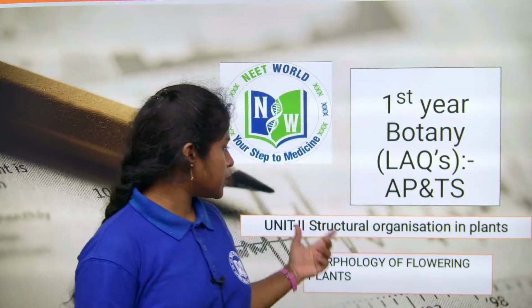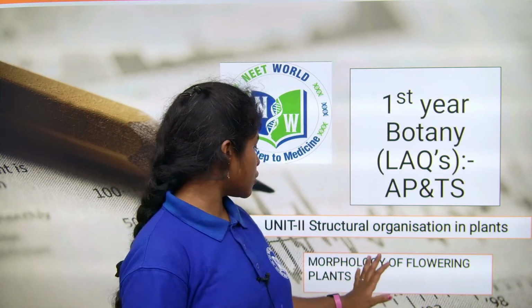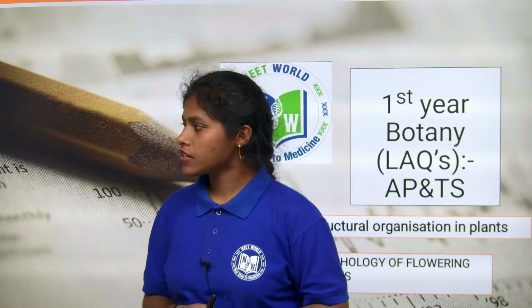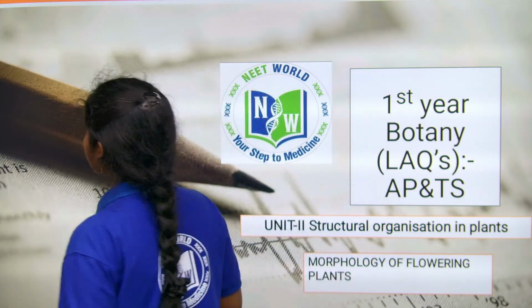So today we are going to discuss the long answer type questions from Unit 2, the lesson Morphology of Flowering Plants, for the Junior Inter. For the first year students, you have to focus on 3 main units for the long answer type questions. In Section C you are going to get the long answer type questions. You will get 3 and you have to write 2. So let's start today's session.